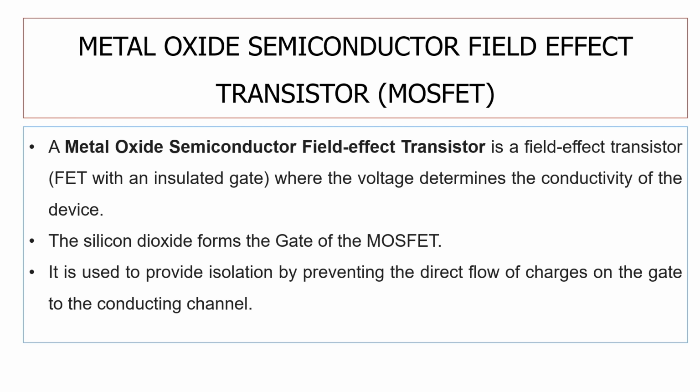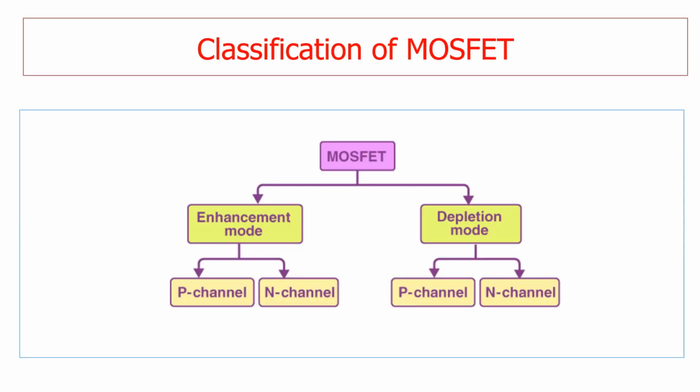Now, in analog and digital circuits, MOSFETs are used more frequently compared to BJTs, because in amplifiers they offer infinite input impedance. So this is the basic reason for going to MOSFET compared to the BJT. The silicon dioxide forms the gate of the MOSFET, which provides isolation by preventing the direct flow of charges from the gate to the conducting material.